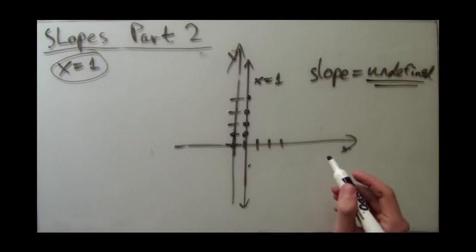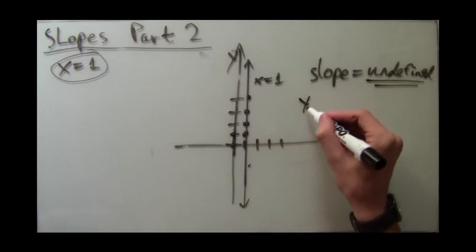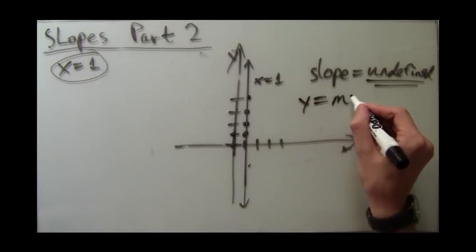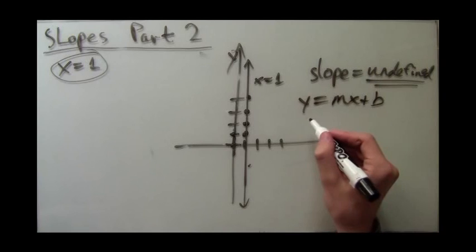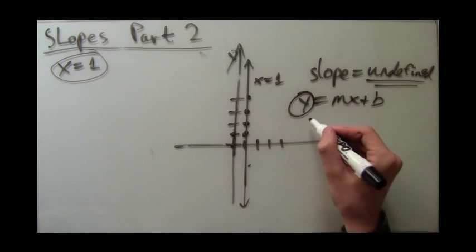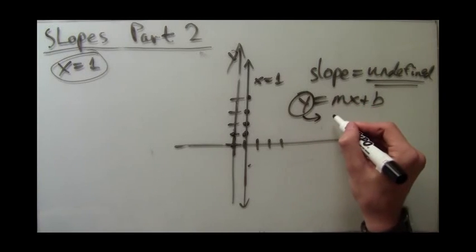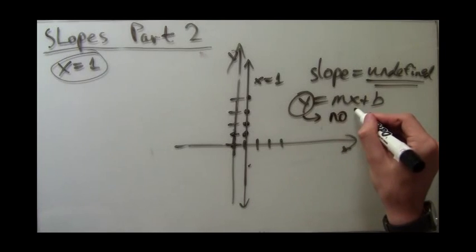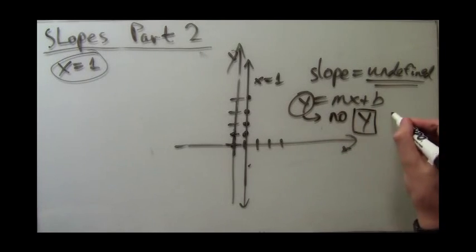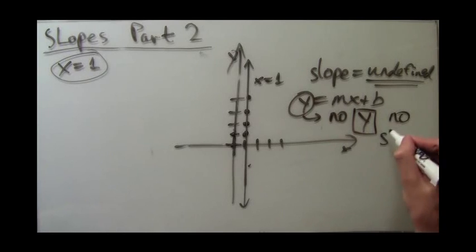And again, for this to be a linear function, it has to have the form y equals mx plus b. And the y has to be there. We do have a line when we draw it, but it's not a function because there's no y. And to remember that there is no slope, no y means no slope. It's just undefined.